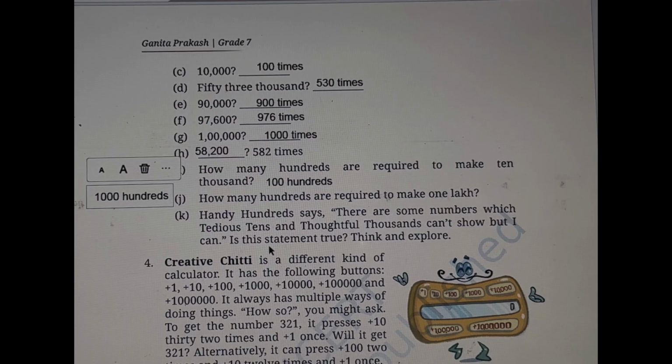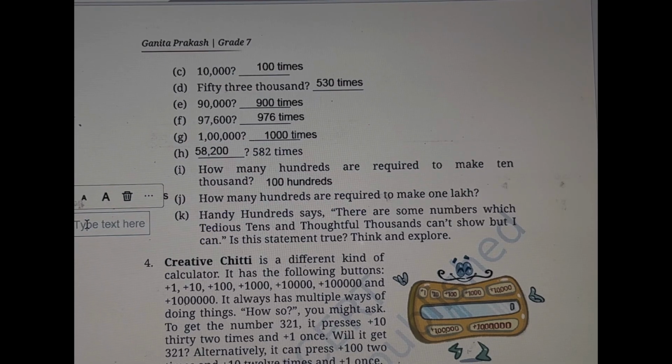Now in question K, handy hundred says that there are some numbers which tedious tens and thoughtful thousands can't show, but I can. Is this statement true? Think and explore. Now let us take some example. Like suppose 120 is the number. Now can handy hundred show that 120? No. That only tedious 10 can do.